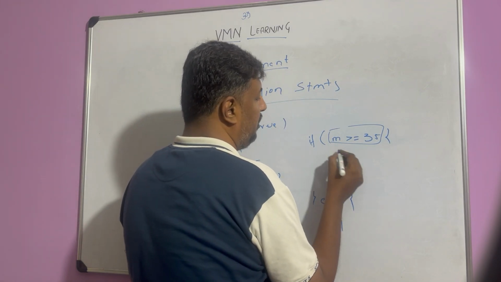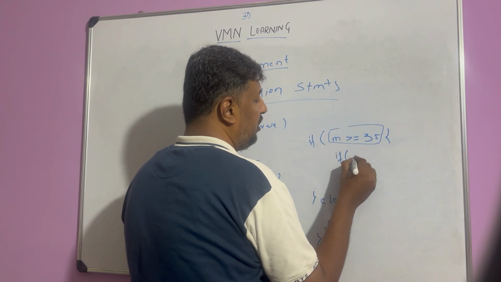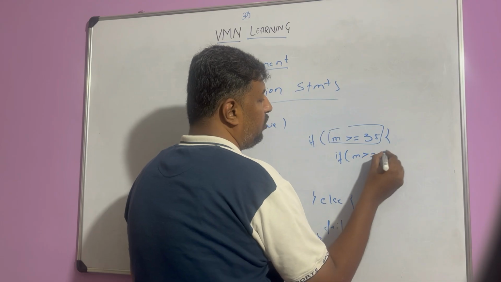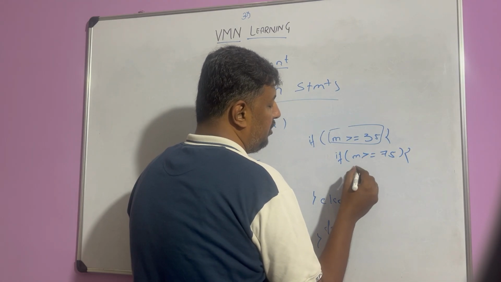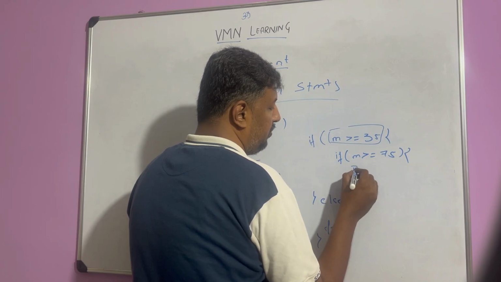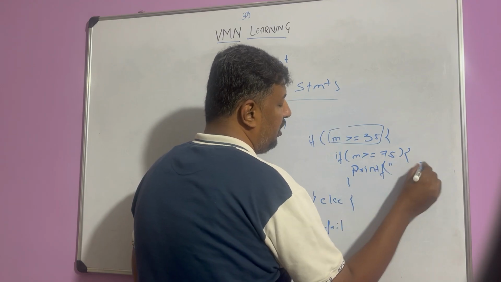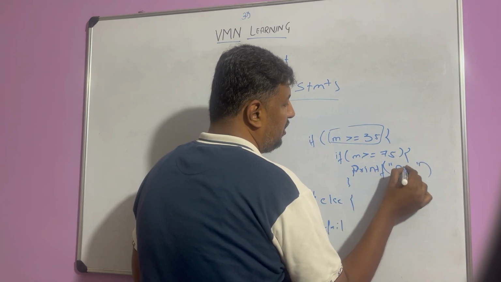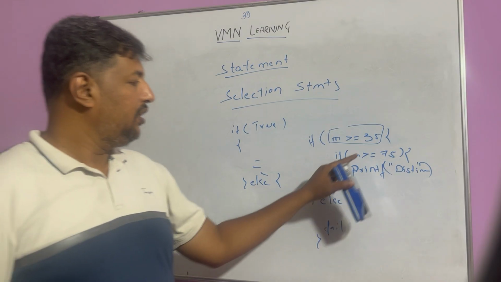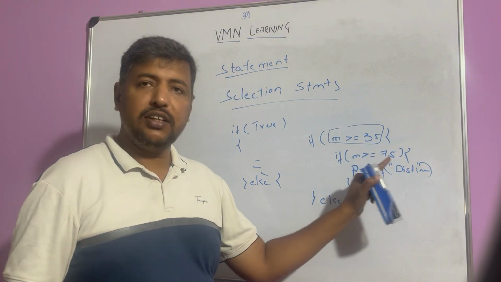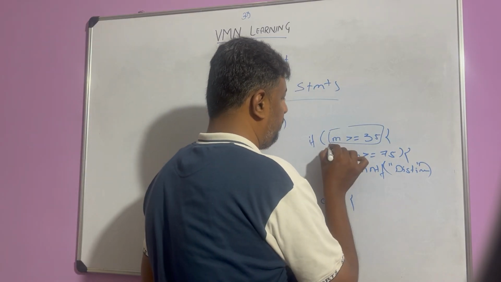Okay, now what I will do, I will say if marks are greater than equal to 75, print distinction. If it is greater than 75, then he's got distinction. Otherwise, normally it will be a pass.